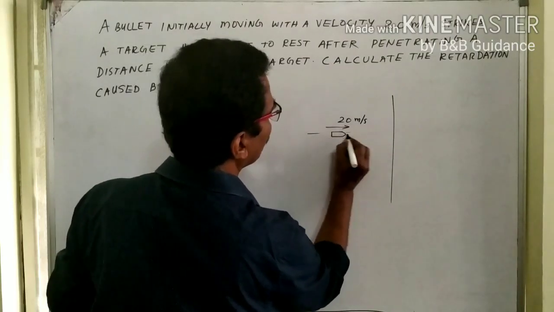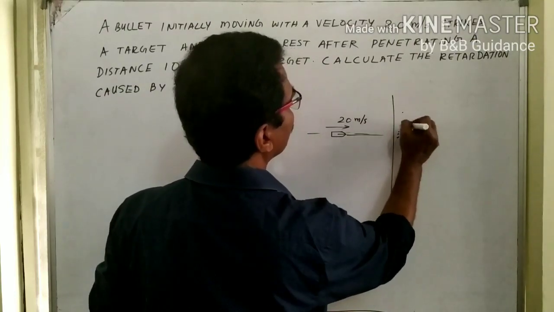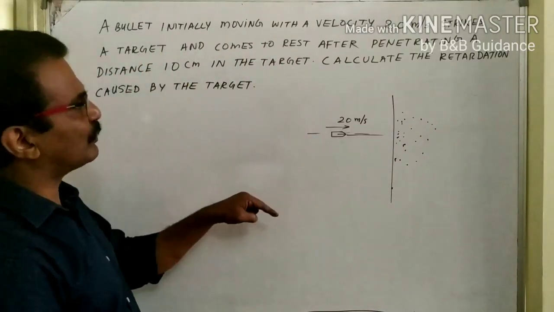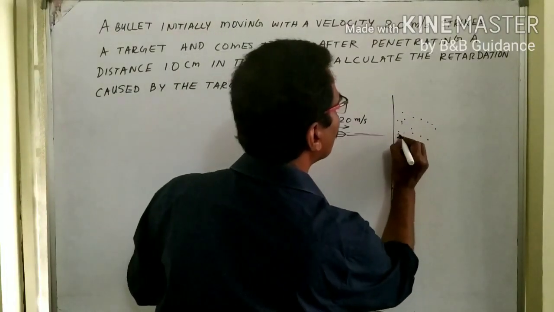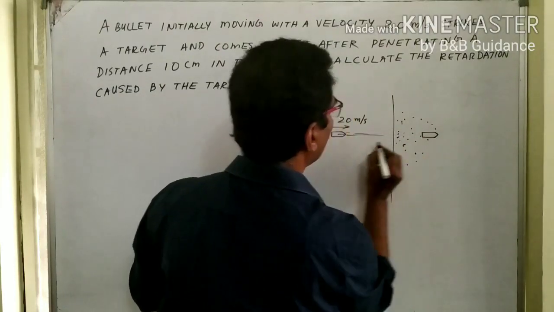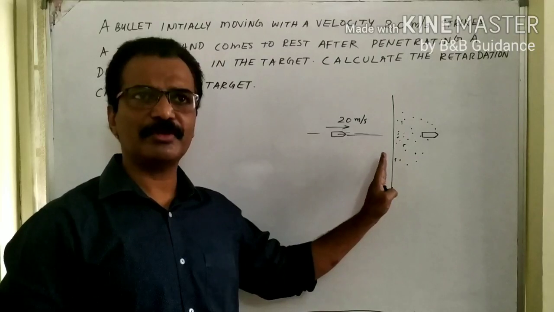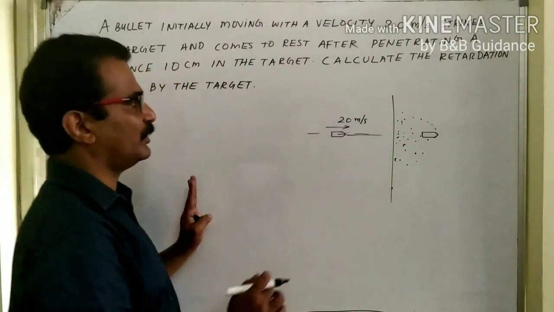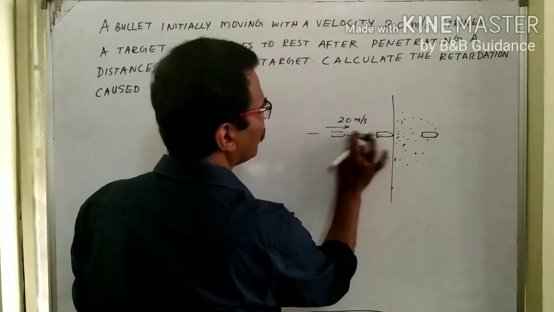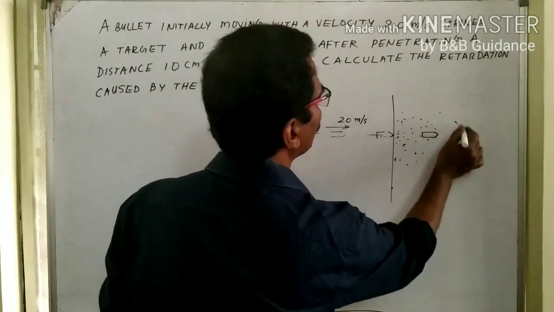This bullet is moving and strikes the target. Imagine this is the target. It strikes the target and comes to rest. The bullet enters into this, and finally it comes to rest. With what velocity does it strike the target? 20 meter per second. Now the bullet has entered the target, and finally it came to rest.